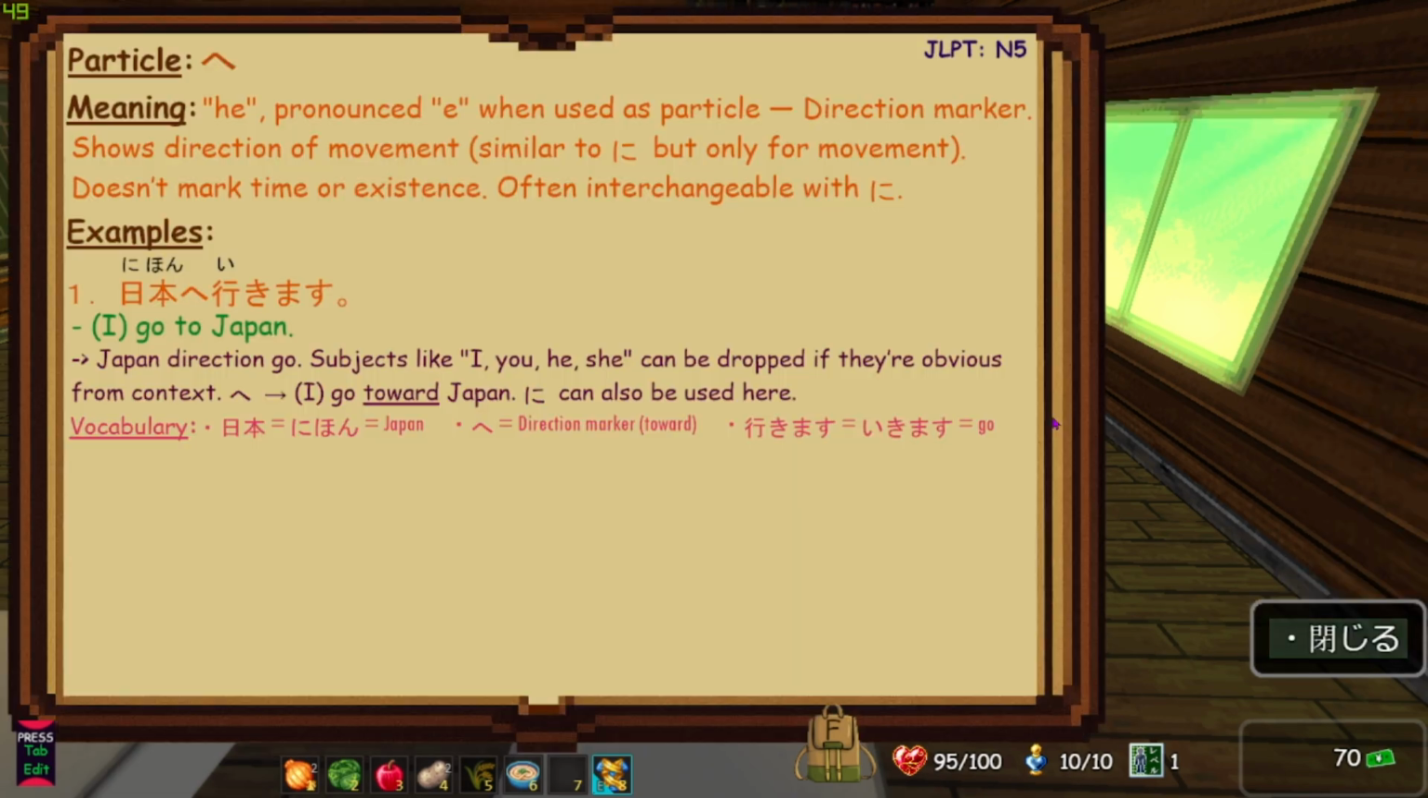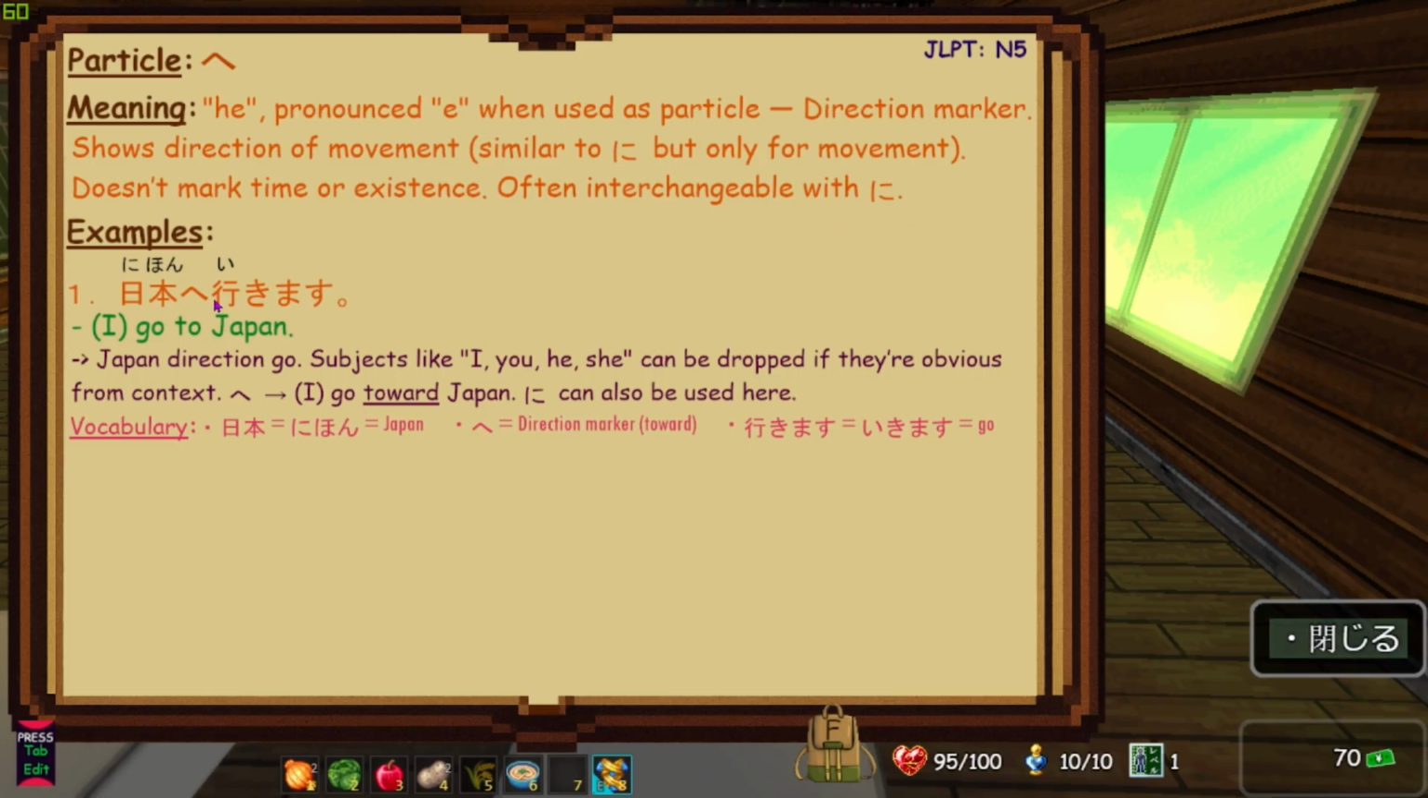We have he over here. So he, pronounced e when used as a particle, is a direction marker, it shows direction of movement. It's similar to ni, but only for movement. It doesn't mark time or existence like ni. Often it's interchangeable with ni.